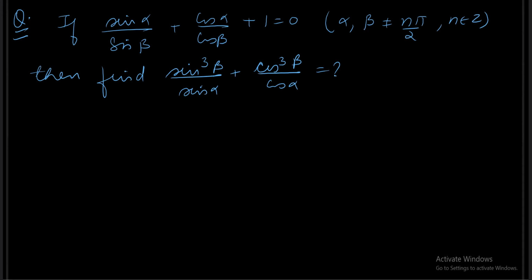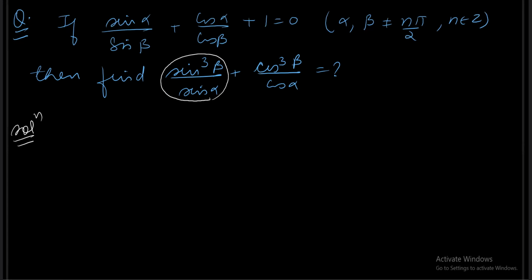How we are going to handle the question? To handle the question, see, आपको क्या करना होगा? सबसे पहले आप इस question को देखो, क्या लिखा हुआ है ये? This is something like sin alpha by sin beta plus cos alpha by cos beta is equal to -1. ठीक है? बस ये इतना सा एक फॉर्म हमें दिया गया है और साथ में now they want me to calculate sin cube beta by sin alpha. In fact, its reciprocal, cos cube beta by cos alpha का वैल्यू चाहिए.